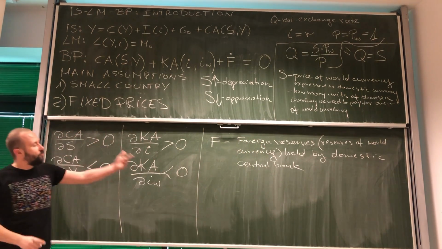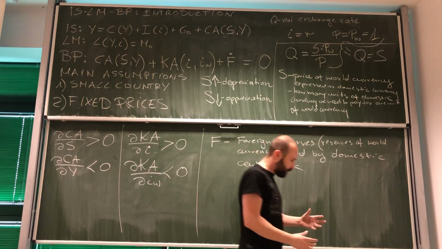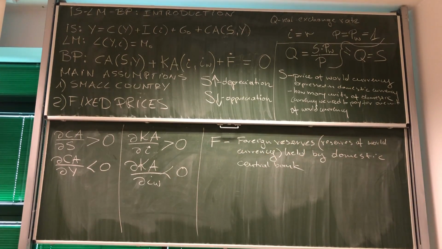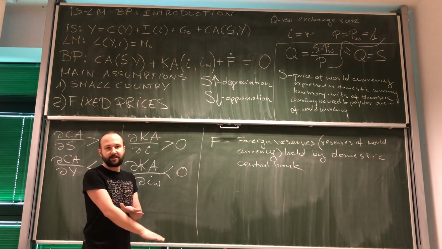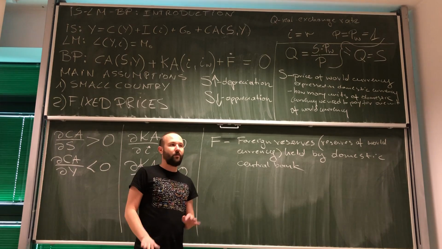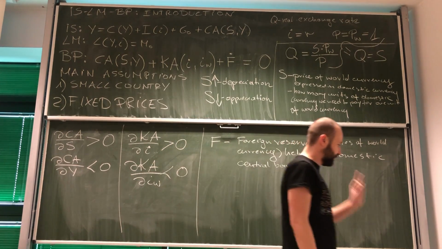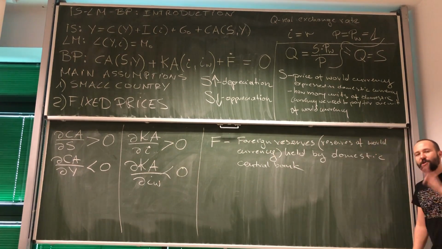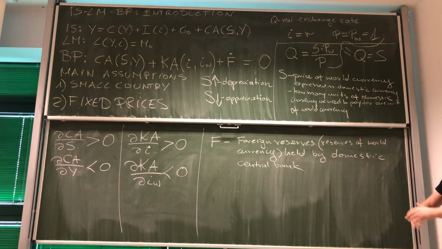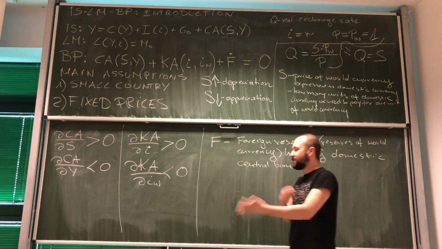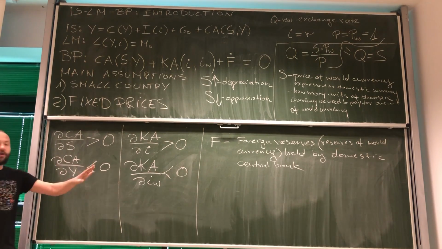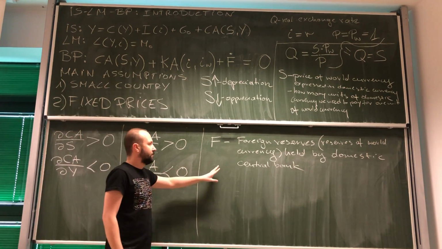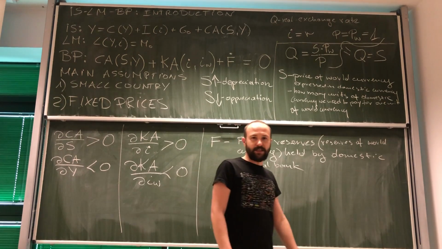So what F represents, foreign reserves, is the amount of foreign currency, of world currency, that the central bank keeps locked in a safe. What do I mean by keeps locked in a safe? This is the money that is not on the market. So it does not circulate, it does not participate in the market. It has no impact on the market as long as it's in the safe.